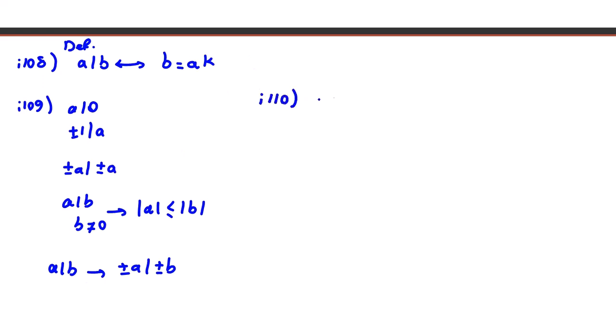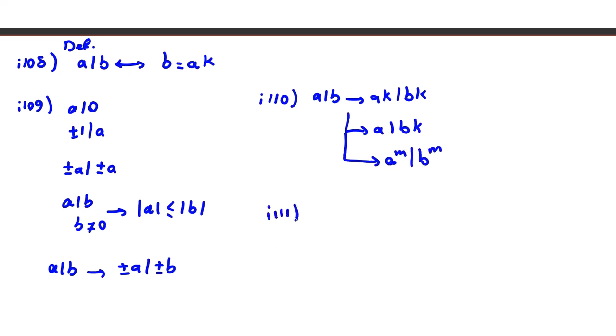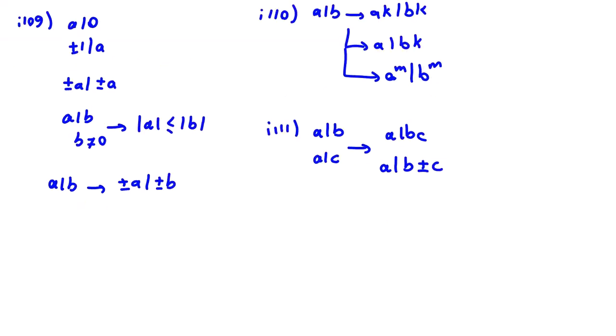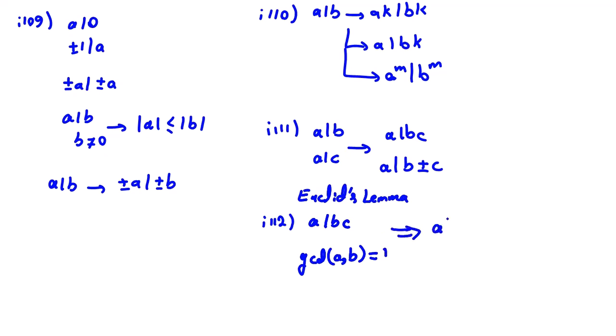Let's consider the rest as idea 110. If A divides B, we know AK divides BK. Also, we can say A divides BK. Also, we can say A to the M divides B to the M. Idea 111. If A divides B and A divides C, we can say A divides BC, and A divides B plus minus C. Idea 112. If A divides BC and GCD of A and B is 1, we can call it Euclid's lemma, then we can conclude A divides C.